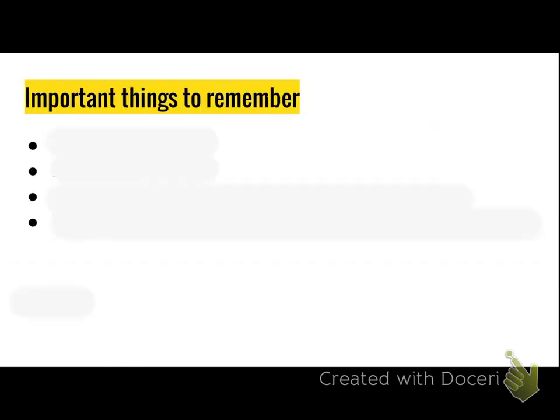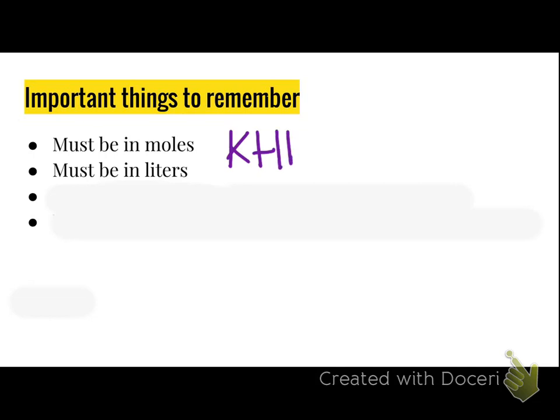All right, so some things for you to remember. Moles, moles, moles: things have to be in moles. If it gives you grams, you've got to convert. Next thing, you need to be in liters. If you're given milliliters, convert into liters. If you're given kiloliters, convert into liters. So you might want to take a look at your metric conversions. Remember, King Henry died by drinking chocolate milk. So you can move your decimal, or you can provide a conversion factor for that.